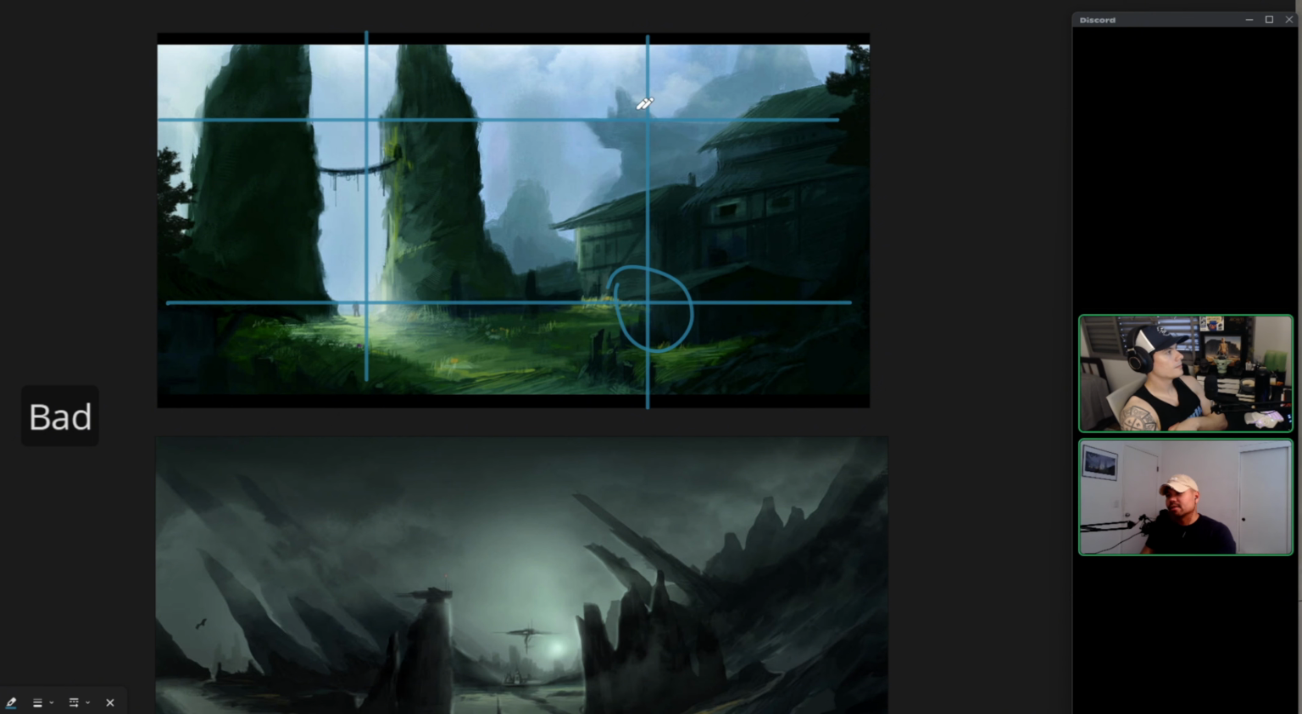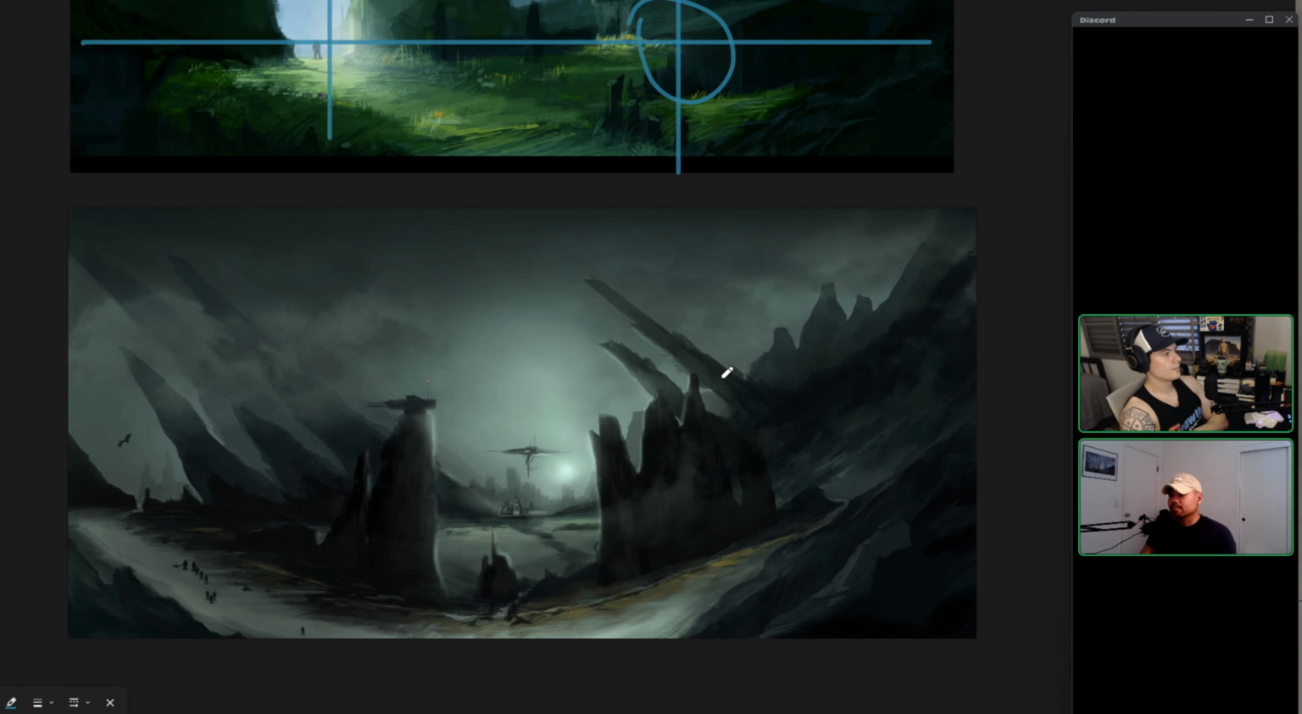Right here, this is kind of an obscure shape, so it's not really clear to the audience what that is. You have to make sure your elements are readable in the scene. Make sure your silhouettes are sharp.